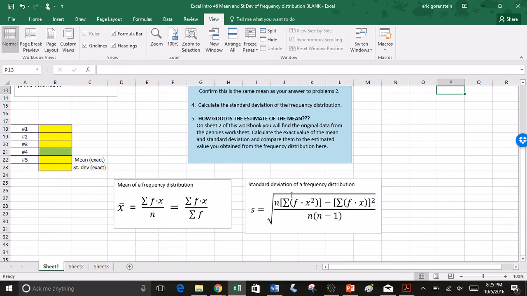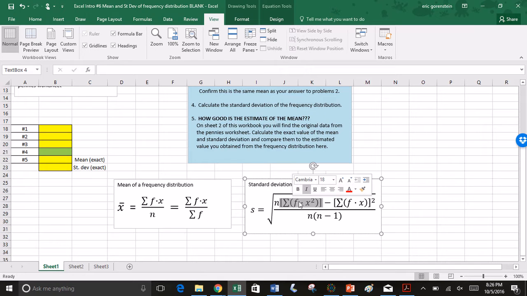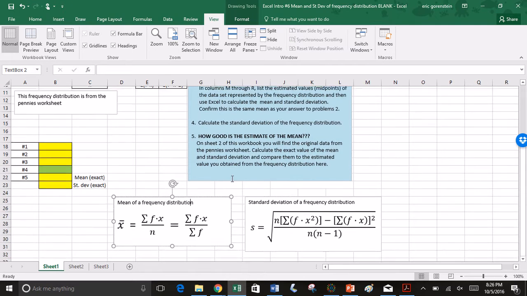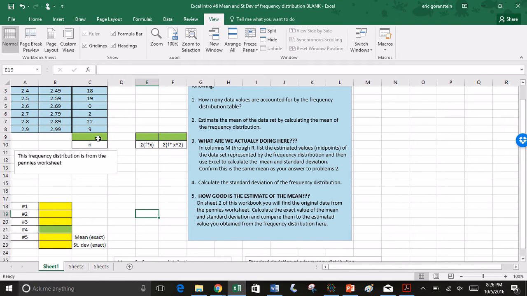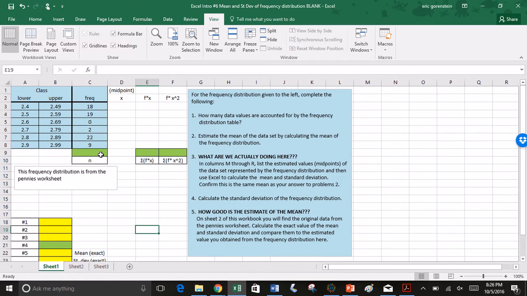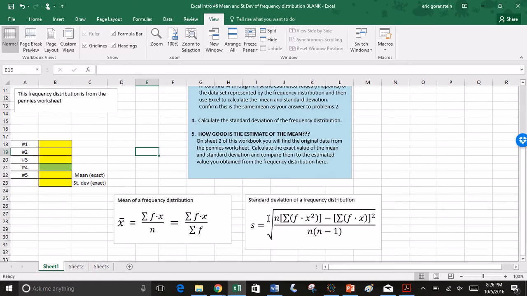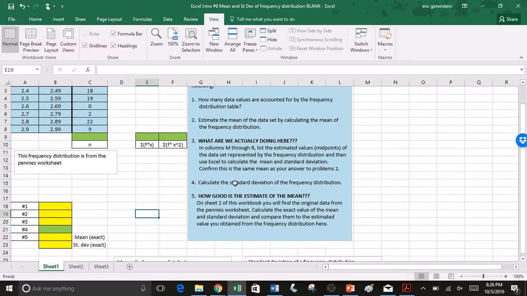This formula looks complicated, but just keep in mind on top you've only got three numbers. You have n, that's a number. You've got this thing, that's one number. And you've got this thing right here, that's one number. And then we square it. So I've highlighted these cells up here in green. These are those three numbers: n, the sum of f times x, and the sum of f times x squared. So these three green boxes are going to be these three numbers.